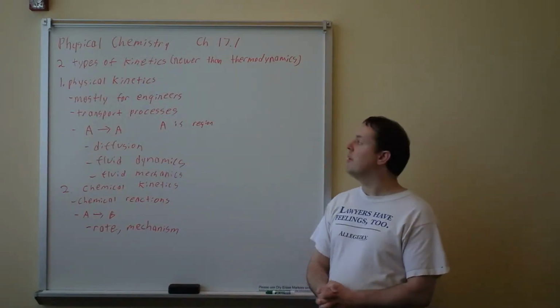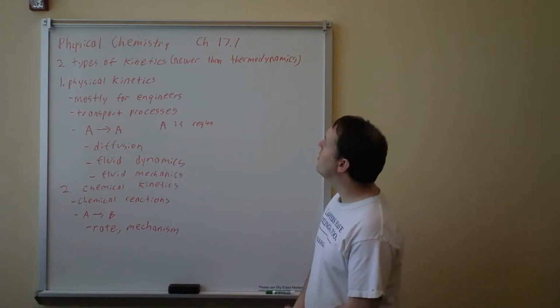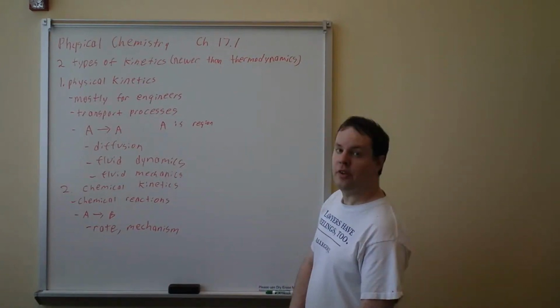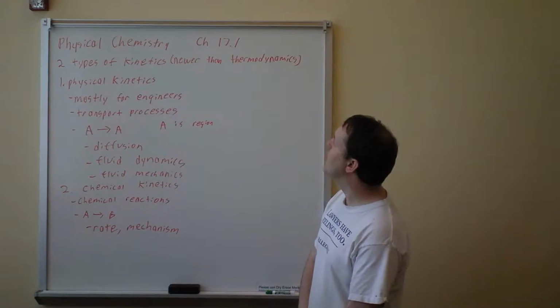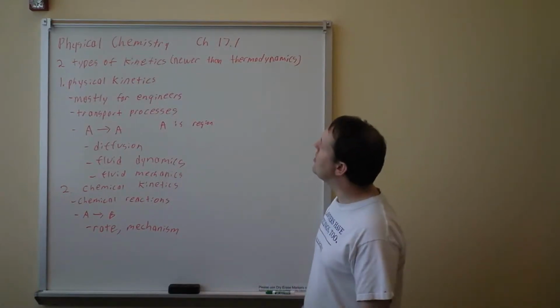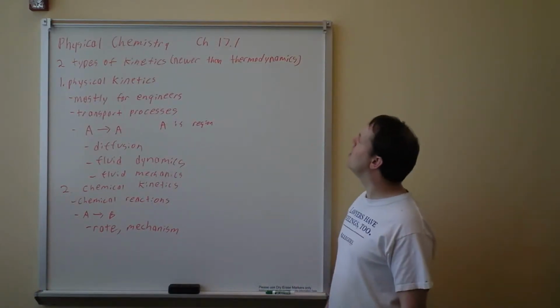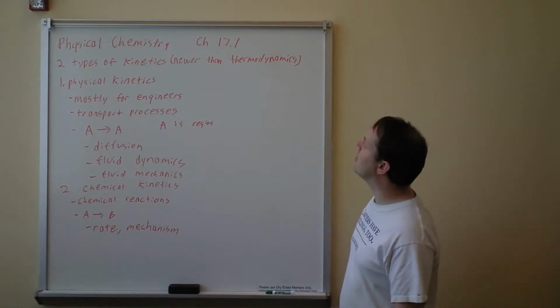Okay, we're done with thermodynamics. We're skipping chapter 16. So now we're in chapter 17, section 1, still in physical chemistry, obviously. Chapter 17, we're beginning kinetics. There are two types of kinetics. And this is a lot newer than thermodynamics by decades, easily.